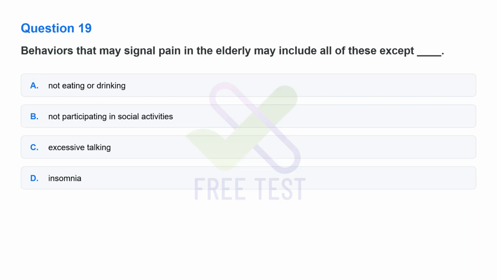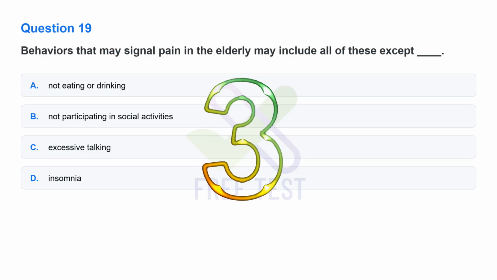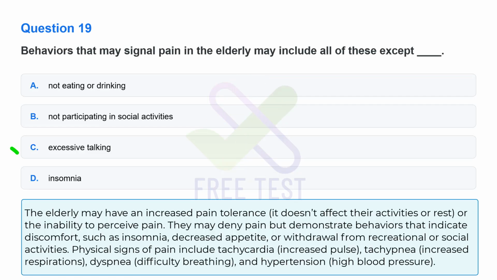Behaviors that may signal pain in the elderly may include all of these except A. Not eating or drinking. B. Not participating in social activities. C. Excessive talking. D. Insomnia. The correct answer is C.